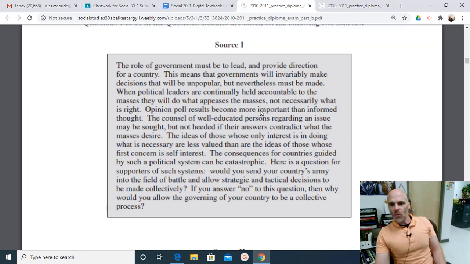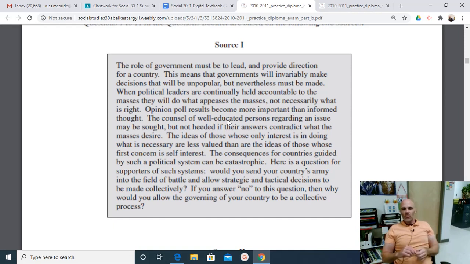Opinion poll results become more important than informed thought. So rather than acting on what is based on information, you act upon what is popular. The counsel of well-educated persons regarding an issue may be sought, but not heeded if their answers contradict what the masses desire. So if you don't heed those who actually know what you should be doing, it could be saying you're acting irresponsibly. The ideas of those whose only interest is doing what is necessary are less valued than are the ideas of those whose first concern is self-interest. The consequences for countries guided by such a political system can be catastrophic because the politicians are acting irresponsibly.